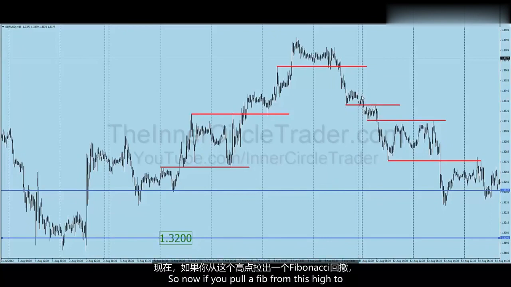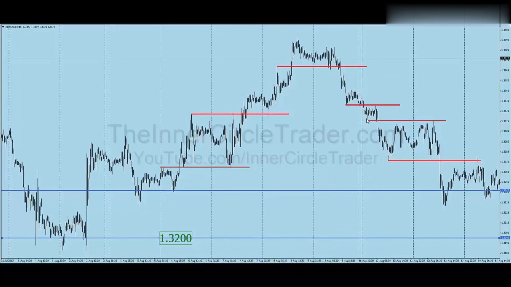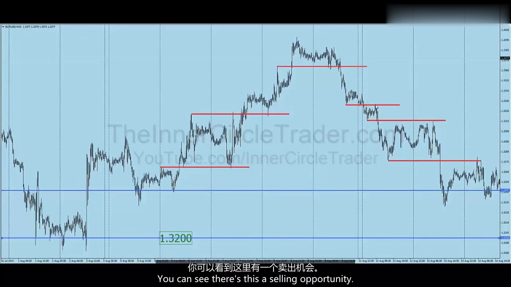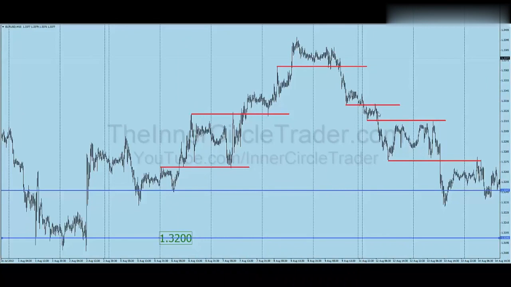Okay, so now if you pull a fib from this high to this low, you can start seeing overlapping, and you can do this on your own chart. This video is getting very long. You can see there's this selling opportunity. The candle here comes in at 6 GMT. This is Frankfurt opening, the very beginning of Frankfurt.